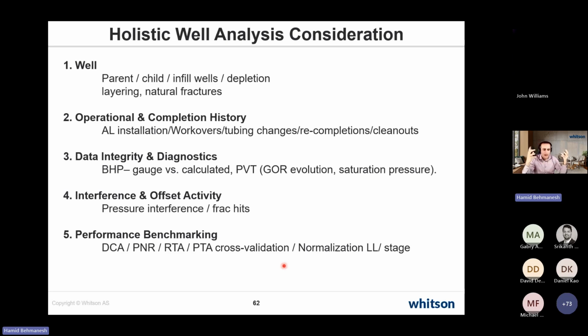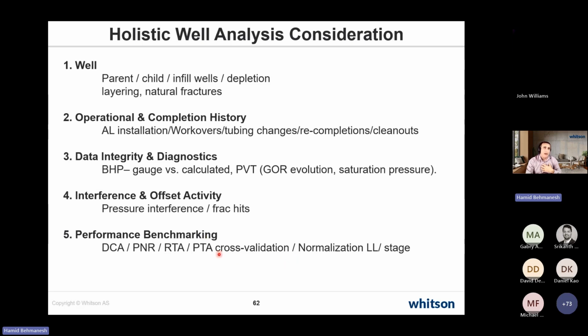We should know that we have a recovery factor and an estimate of volumetrics, and we should be able to compare them against other tools in our toolkit, right? We have rate-normalized-rate decline, DCA, RTA, and PTA. So we need to do cross-validation of those, right?